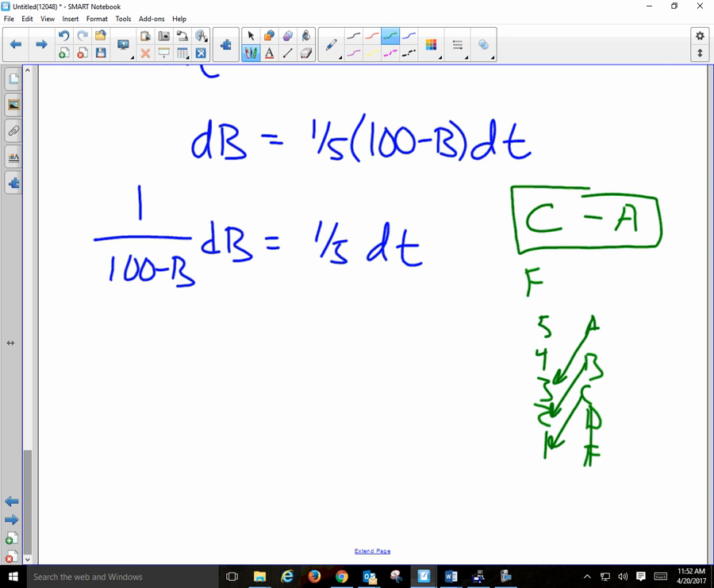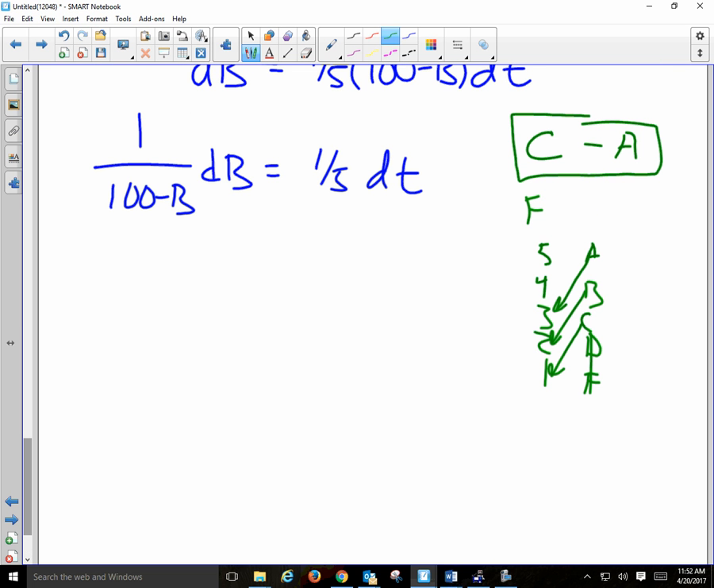So, okay, let us do the antiderivative of 1/5 dt. Antiderivative of 1/5 dt is t plus a constant, okay? So I need to do this antiderivative here, okay? And what is the antiderivative of 1/b? What if I just had 1/b? I would get the natural log of b.